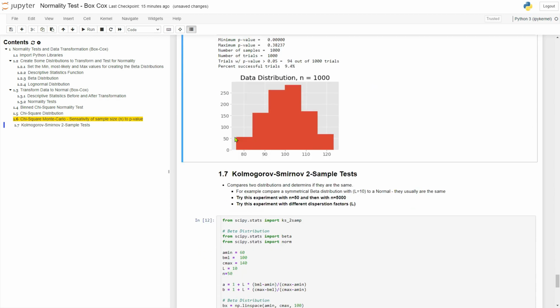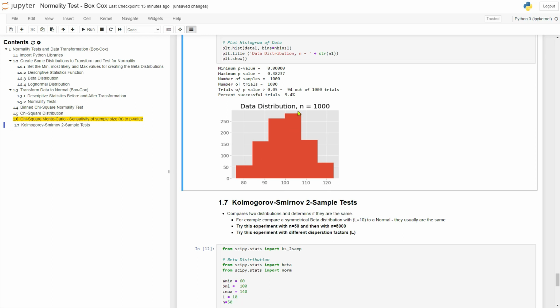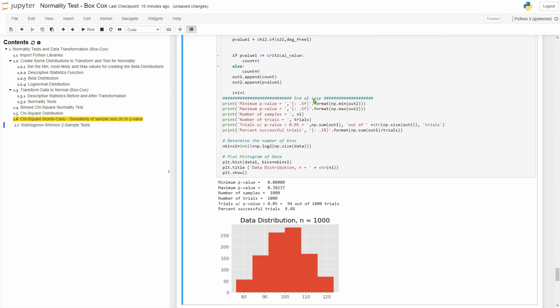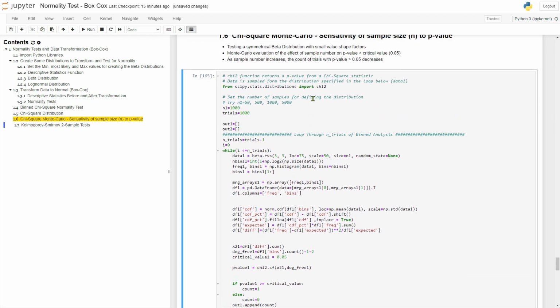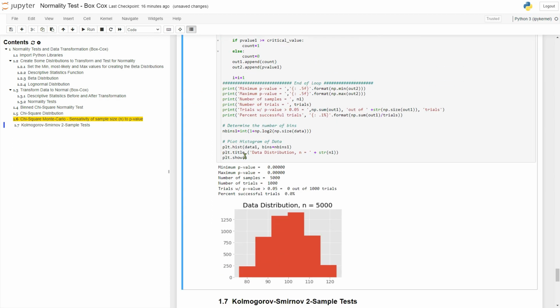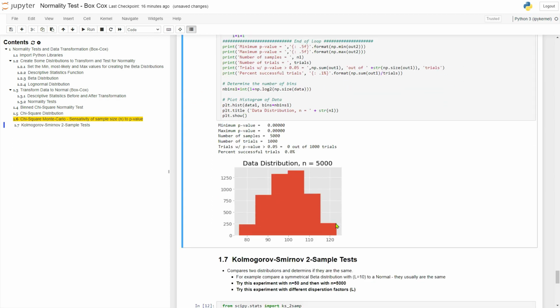Scroll down. Looking normal. And now it says that only 94 of the 1,000 trials were successful or normal, because now it's starting to see that the tails are not normal out in that area of z-values above about 2.5. And let's do one last trial at 5,000. Scroll down. Looks normal, but 0 of the trials were successful.